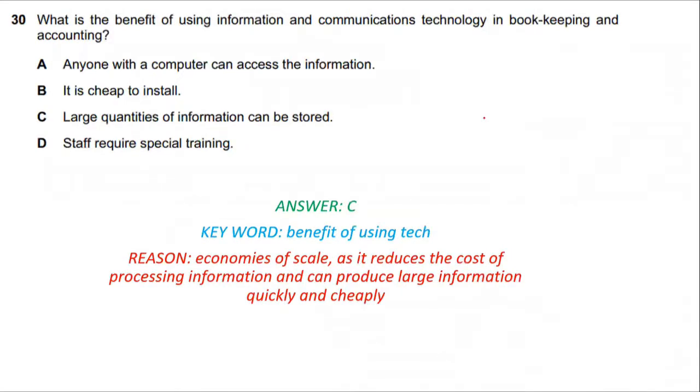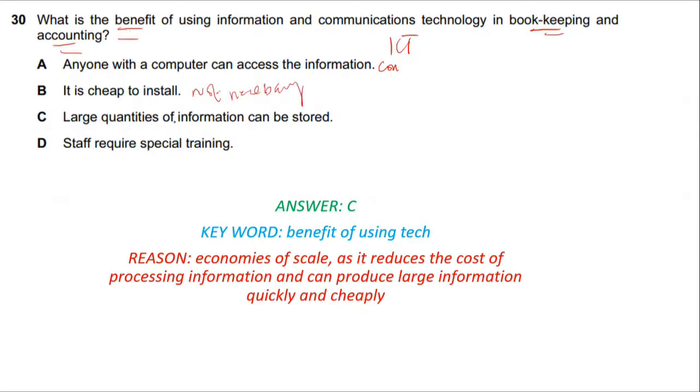The last multiple choice for May June 2010, paper 1, variant 2, multiple choice 30. What is the benefit of using information and communication technology, commonly known as ICT, in bookkeeping and accounting? So basically asking you what is the advantage of using technology. Anyone with a computer can access the information. Now this is basically a con or disadvantage. It is cheap to install, not necessarily. It depends. There are expensive softwares.